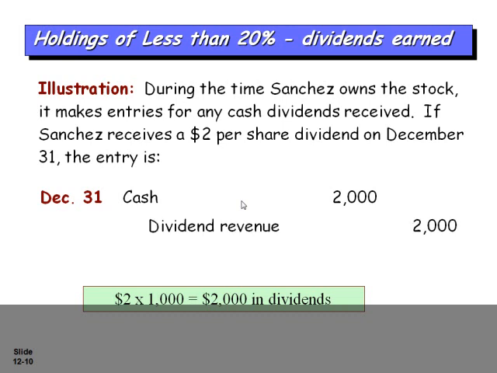And we're going to credit a new account, dividend revenue. Dividend revenue is a revenue account, just like interest revenue, and it will reside on the income statement. Cash resides on the balance sheet. Dividend revenue will be in this section on the income statement, other revenue and expenses.